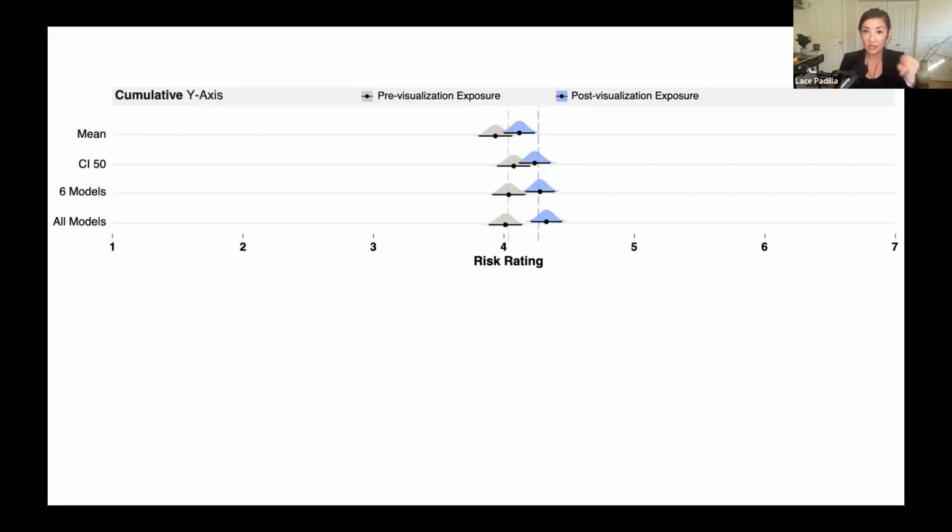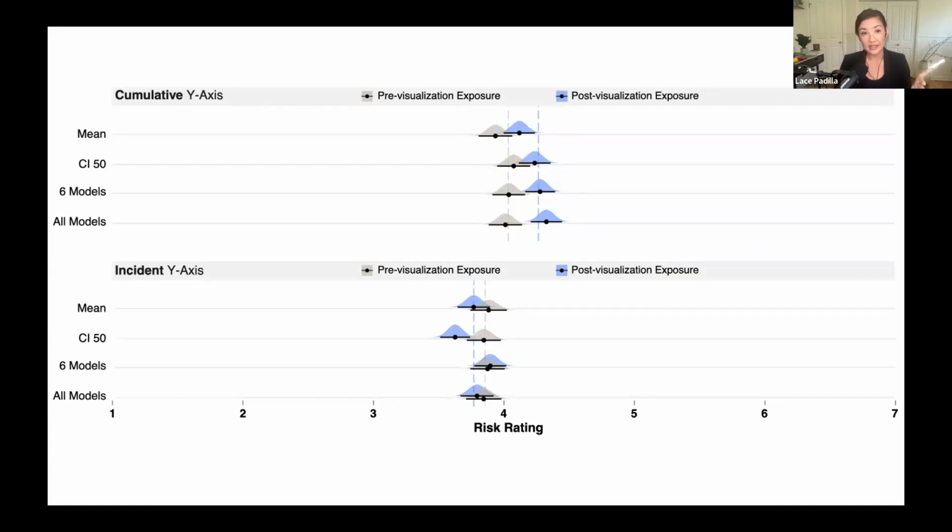So you have a sense of what the average was across all of the visualizations in this group. Okay. We can do the same thing for the incident y-axis, and there was really no meaningful impact of visualization exposure. The only peculiar thing that happened was for the 50% confidence interval, people actually decreased their risk estimates. So they in some ways became more risky or were less nervous about COVID when they saw that 50% confidence interval, which is probably not the direction that we want to be nudging people around.